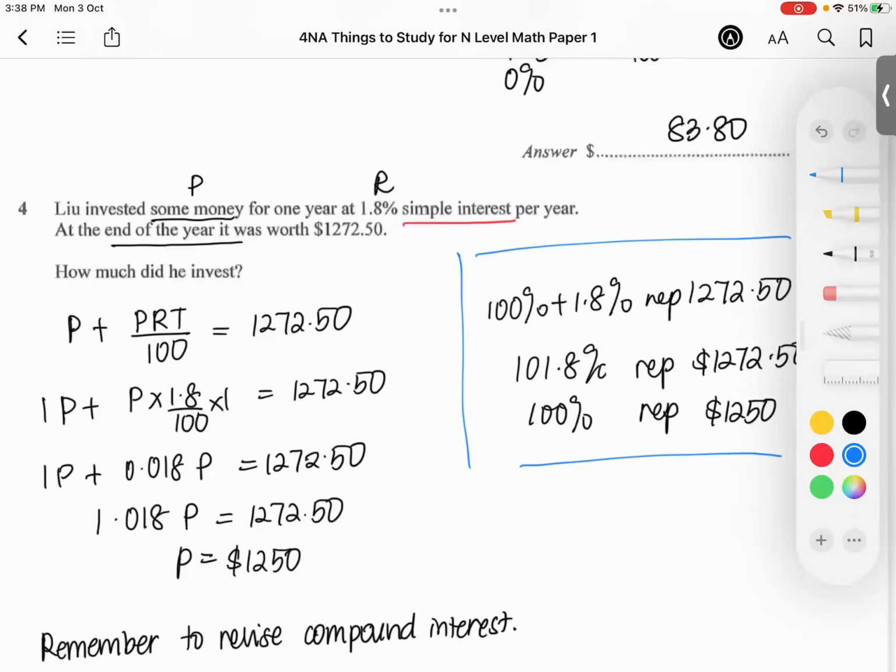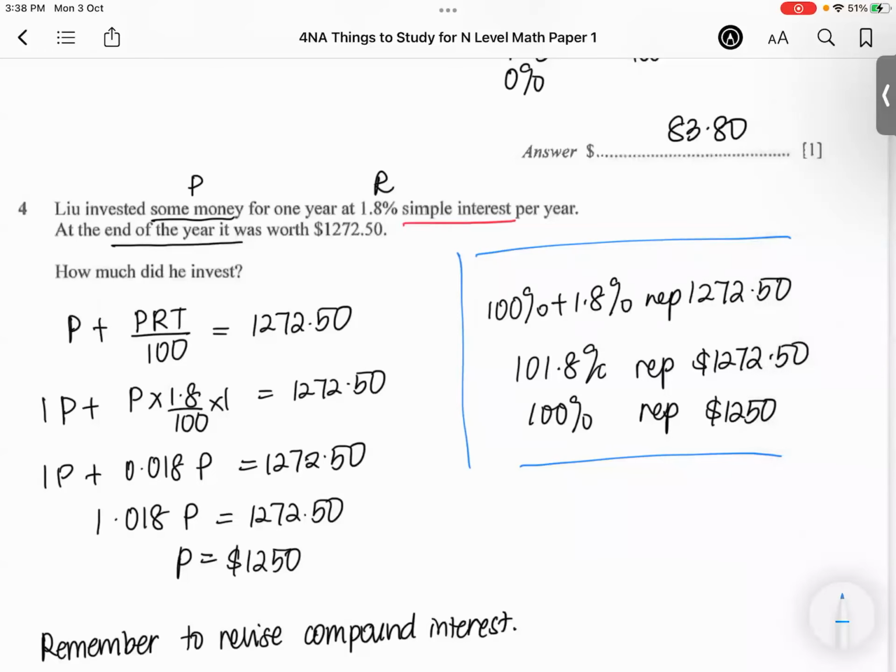Okay, this number here, they did not give you the principal amount. You have to find the principal amount to begin with. But for simple interest, it's very easy. Just need to add a fixed amount every year. So the original amount will be my 100%. My interest, I keep on adding. They say end of the year, end of 1 year only, so I add only 1.8%. So the 101.8% represents this, and you calculate the 100%.